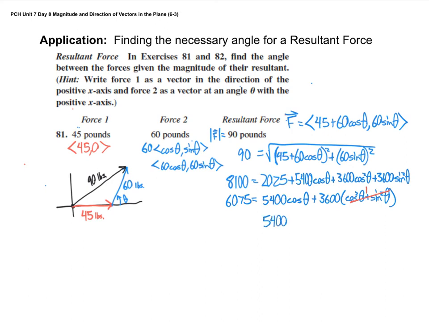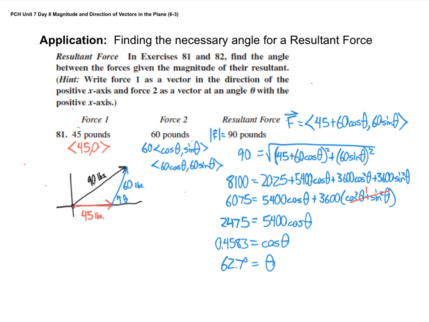So I have 5400 cosine of theta is 6075 minus 3600. So that's going to be, or I should say, 2475. And when I divide it by 5400, I get 0.4583333 equals cosine of theta. Okay? So I'm going to take the inverse cosine of both sides, and I get 62.7 degrees. Okay? Now this is what's interesting here.